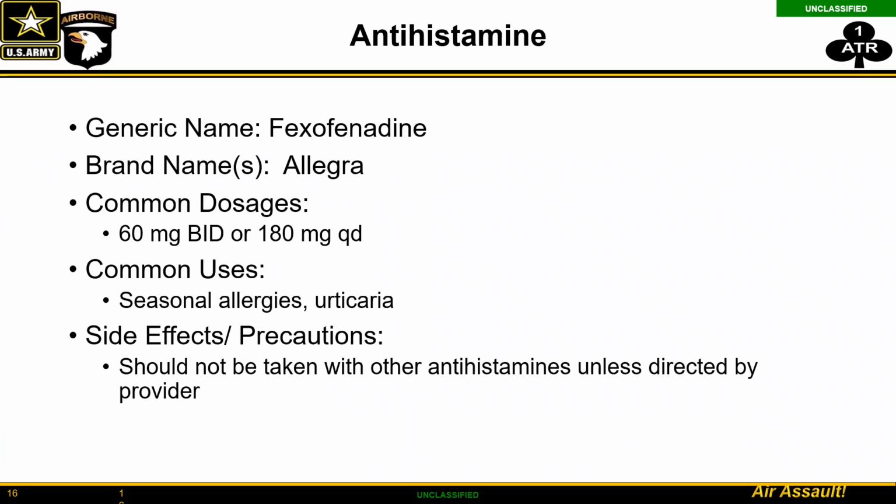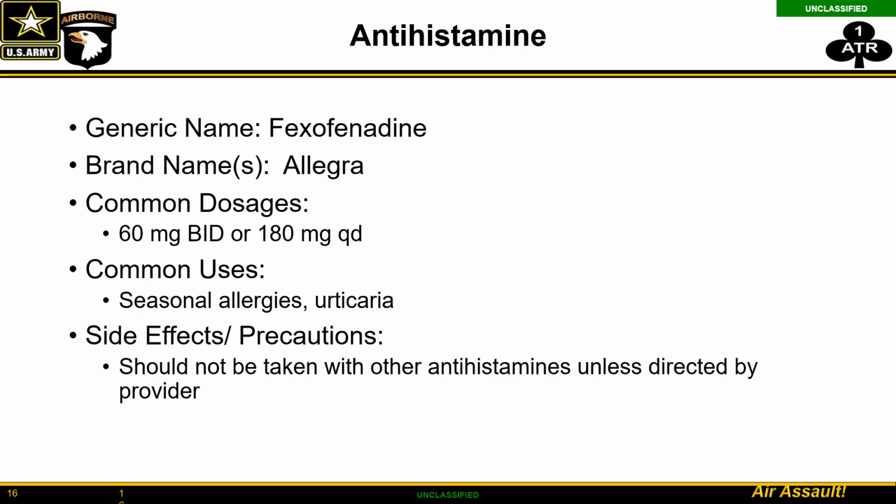Fexofenadine, also known more commonly as Allegra, common doses would be 60 twice a day or 180 milligrams once a day. Again, used for allergies. There are a lot of people who absolutely swear by this medication and that Claritin and Zyrtec don't work for them, but this one absolutely does. So you might have those people that they fail Claritin and they fail Zyrtec, and so this is the next step to get their allergies treated.